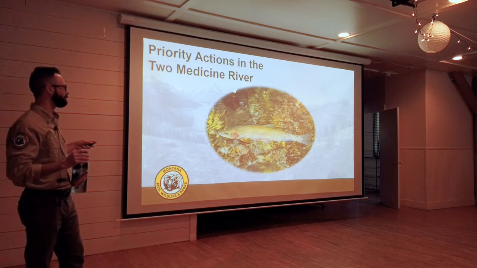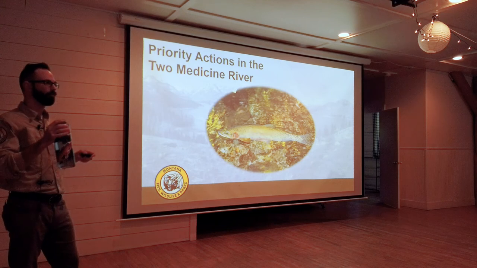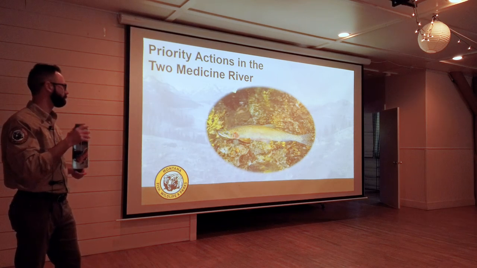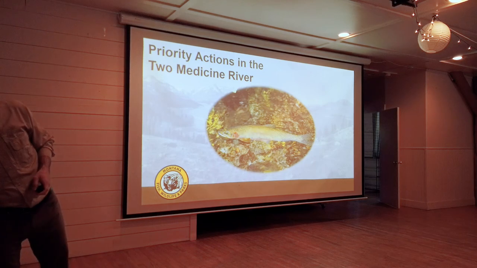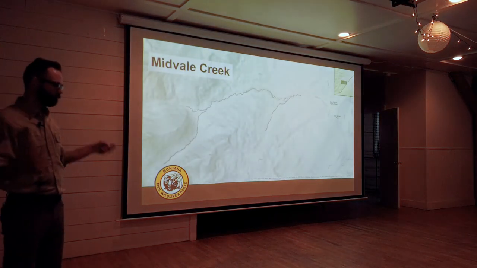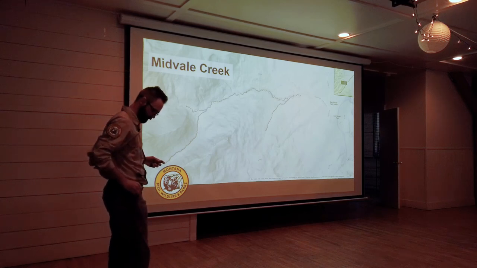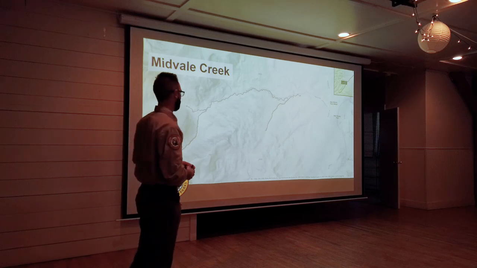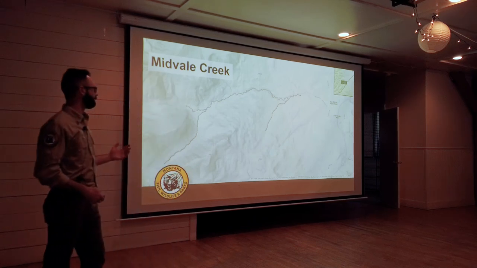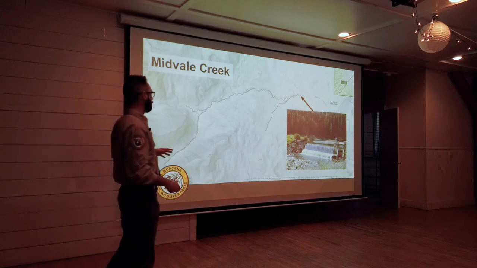And now I want to talk about, as I see it, what our priority actions are moving forward to protect Westslope Cutthroat Trout in the drainage. To me, the number one priority watershed would be Midvale Creek. I'm sure everyone's pretty familiar with Midvale right here in East Glacier, isolated by the water intake dam.